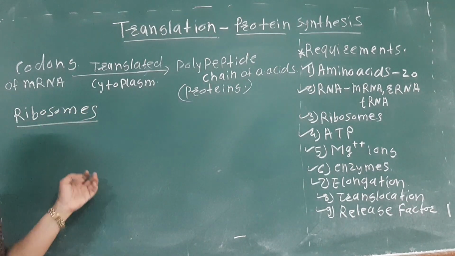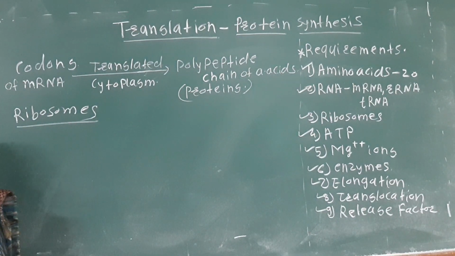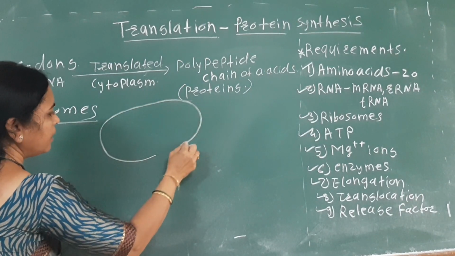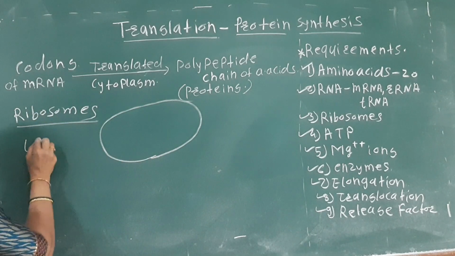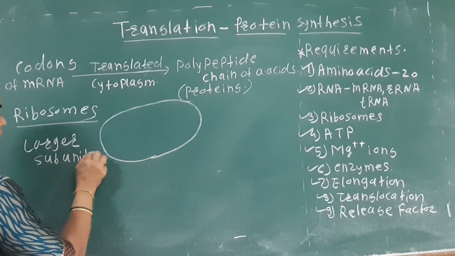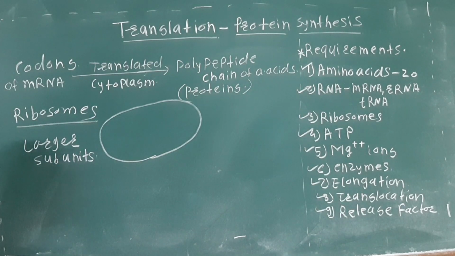The ribosomes are freely suspended in the cell cytoplasm. A ribosome has two units, the larger subunit and the smaller subunit. These ribosomes are mainly freely suspended in the cell cytoplasm.